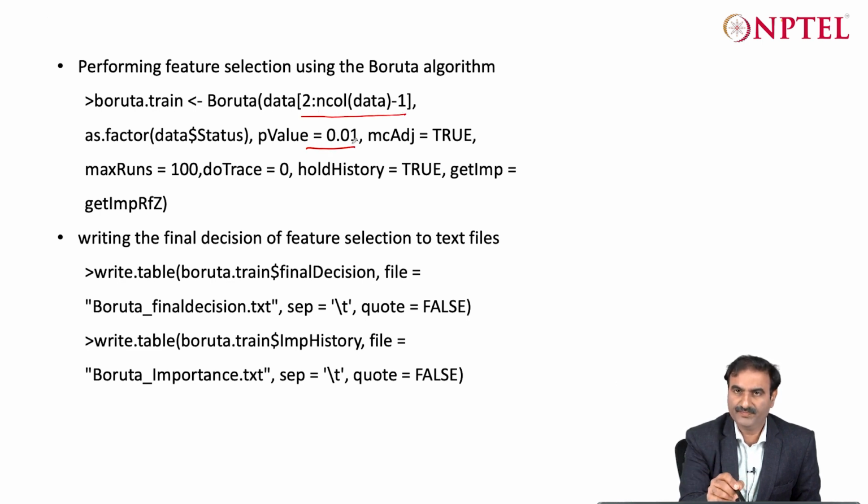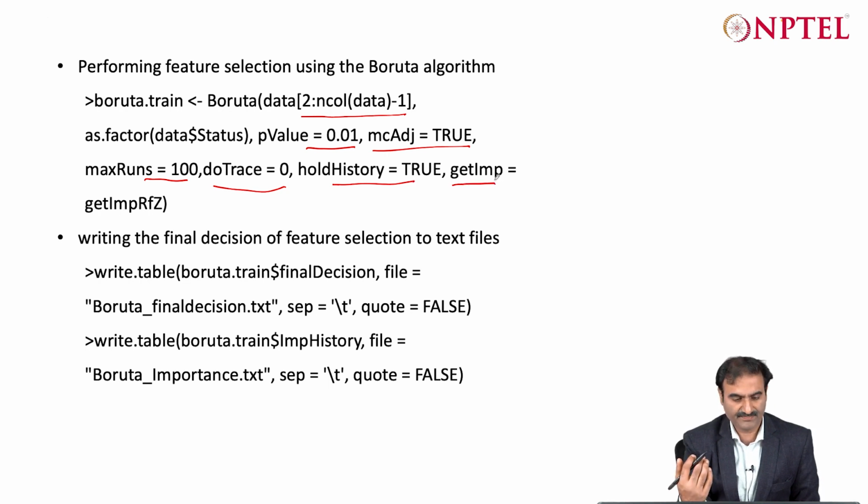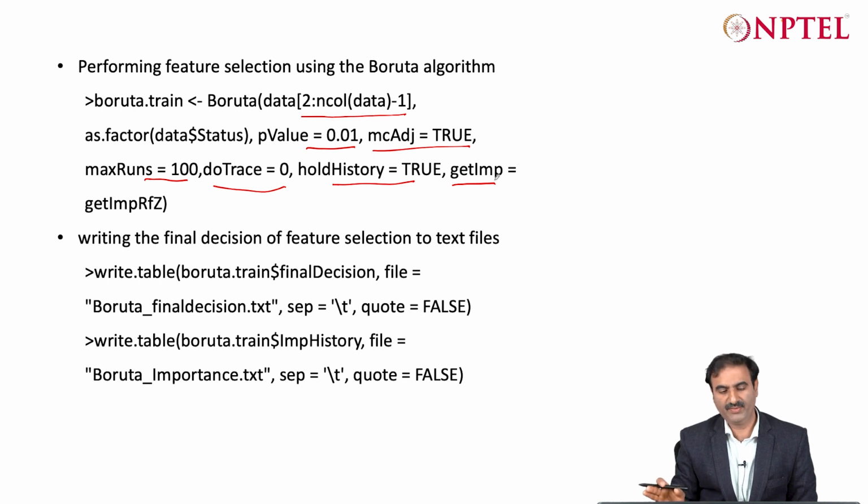The p-value, right, the Monte Carlo adjustment is set as true, the maximum iterations it should do is 100, and trace 0 means it will not print information on the screen. Otherwise it may print a lot of descriptive information about the status of the process going on in the background. Hold history equal to true, and the get importance function, that means the significance. We will also be doing the description of this in the next slide.